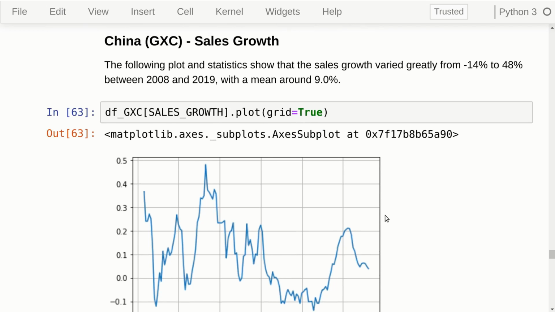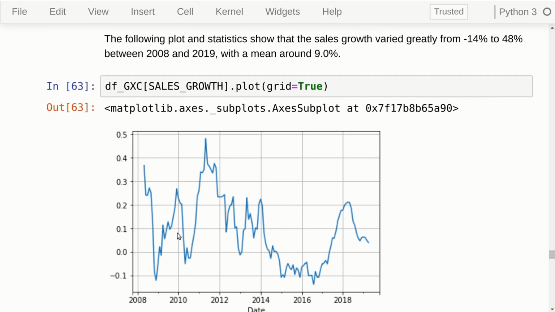So let's look at the sales growth, and we have it in this plot here, and it ranged between minus 10% and plus 50%. And again, it appears that there were almost two phases, with the dividing date being around year 2014. Prior to that, it zigzagged quite a lot.